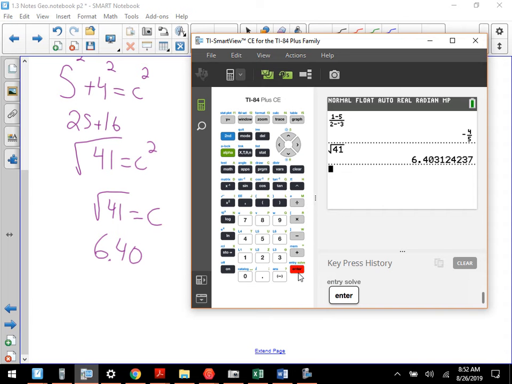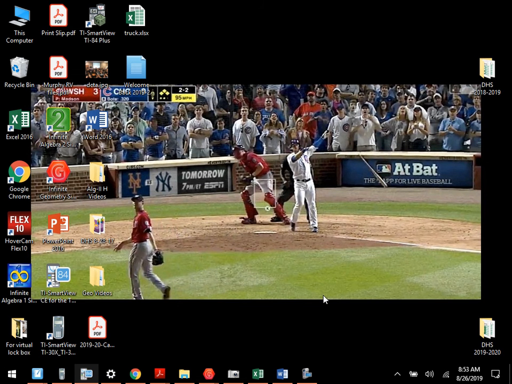Yes, ma'am? So can you square root that? Square root of 41, that's fine. If you hit the double arrow, it'll change it to a decimal. If your calculator gives you your answer in terms of the square root, leave it. That's perfectly fine. That's what we call an exact answer, or simplified radical form.